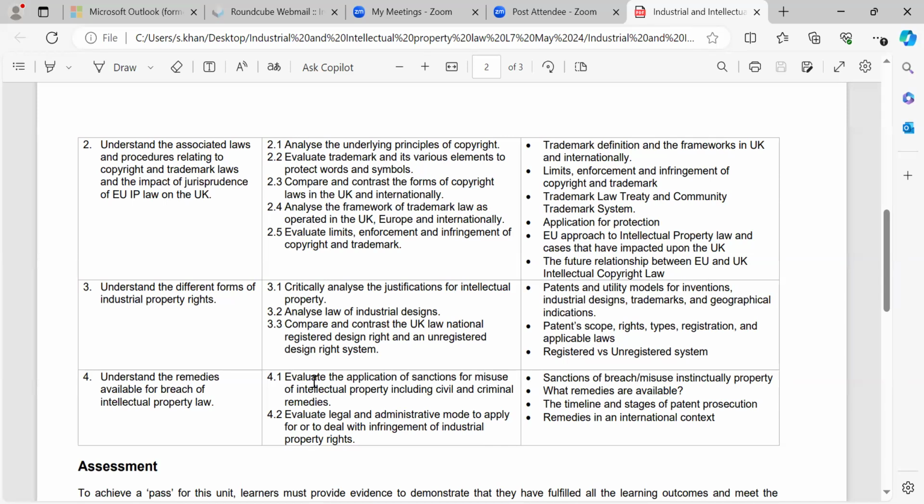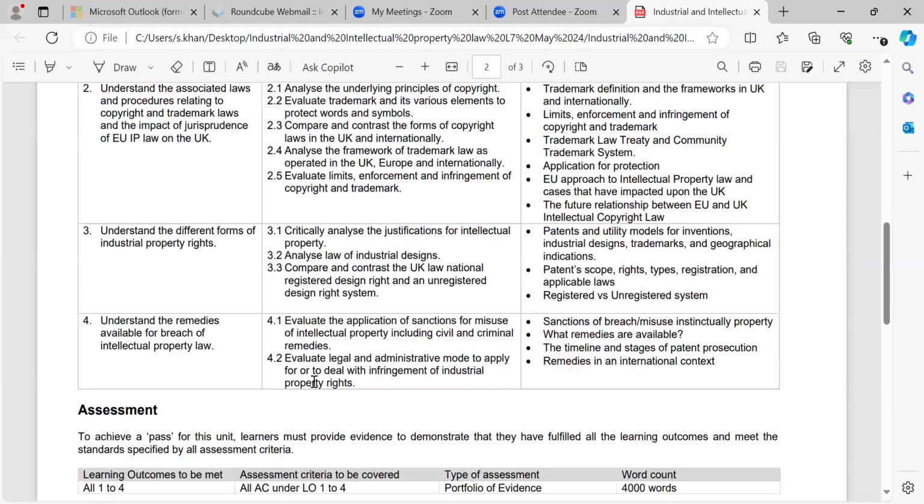We look at 3.1, which is to critically analyse the justifications of intellectual property. 3.2 to analyse law of industrial designs, and 3.3 to compare and contrast the UK law national registered design right and unregistered design right system. The indicative content for learning outcome 3 is to look at patents, utility models for inventions, industrial designs, trademarks, geographical indications, patent scope, rights, types, registration, applicable laws, registered against unregistered system.